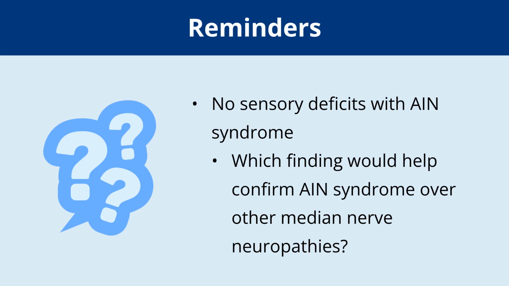This question is also asking something more nuanced than simply identifying AIN syndrome. It's asking which finding would help confirm AIN syndrome over other median nerve neuropathies. That means we need to find the finding that is unique to AIN syndrome and not shared with pronator syndrome, carpal tunnel syndrome, or other median nerve conditions. Let's keep that in mind as we work through the options.